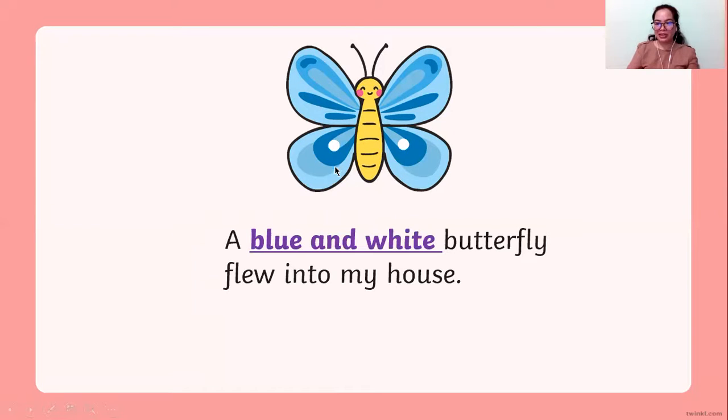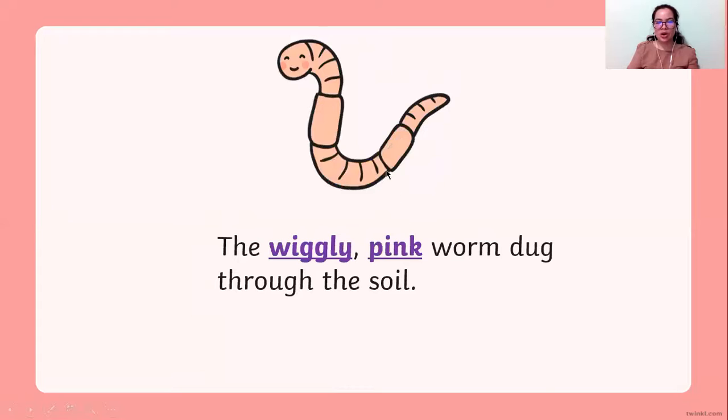But you can also say a beautiful butterfly. So beautiful is a description. Okay, so next, worm. So this is a worm.